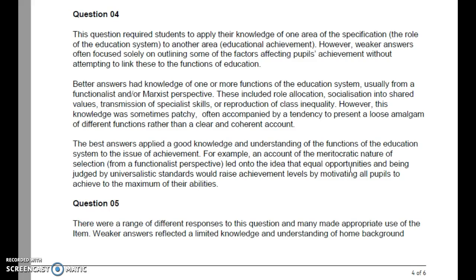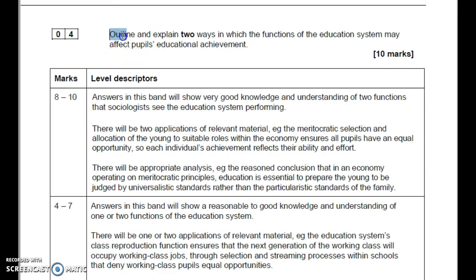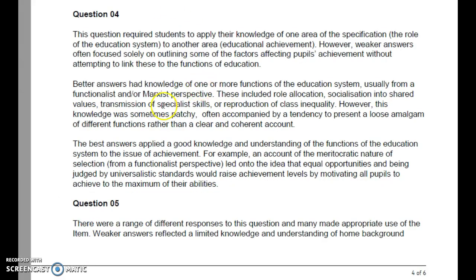This question is asking you to apply knowledge of one area of the specification to another. One area is the functions of education, which you'll have studied in either the theories of education topic or the role of education topic. Then you have to apply it to pupils' educational achievement. This is a little broader, because you'll have looked at male and female pupils, middle class and working class pupils, and ethnic minorities in comparison to white students. They want you to show that you can link 2 areas of the specification together.